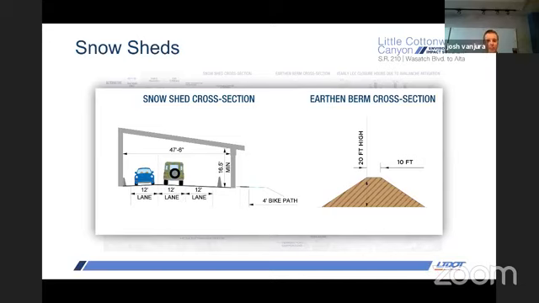Here are some cross sections of both the snow shed and the earthen berm. You can see it would support 3 lanes, and it would include a bike path outside. The other thing I think it's important to note, and this graphic doesn't really convey it, is that the right-hand side, or the downhill side of the snow shed, would actually be windowed, in that it would only have columns, and you would still have sightline out that downhill side. And there's a cross section of the earthen berm. You can see it's roughly 20 feet high and 10 feet wide at the top. So this is a pretty large earthen structure.